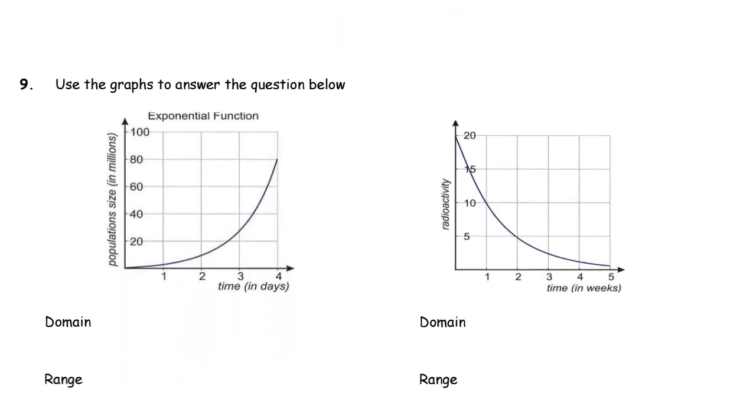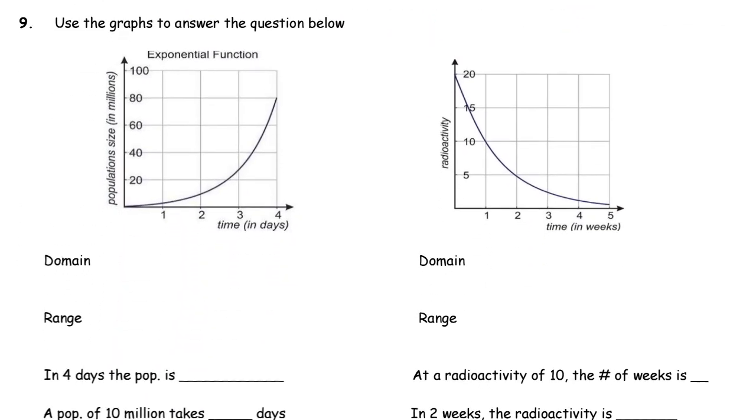The next question here, so we're going to use the graphs below to answer the following questions. Now, there's a little bit of thinking that has to go on with these ones to answer them as best we can here, but we're not trying to make these out to be too difficult. So this first one here is an exponential growth function, clearly. We're looking at the population size in millions, and time is going up in days here.